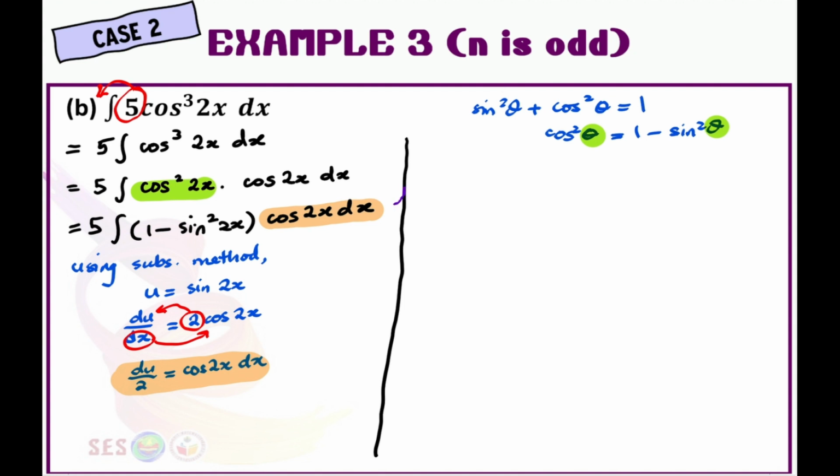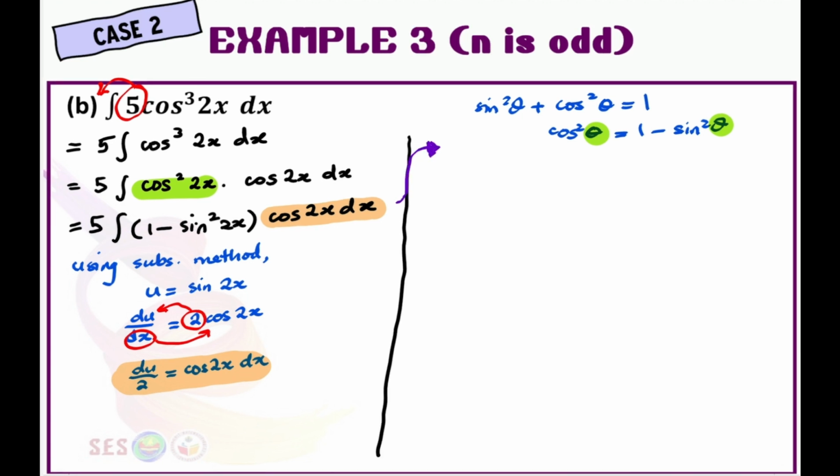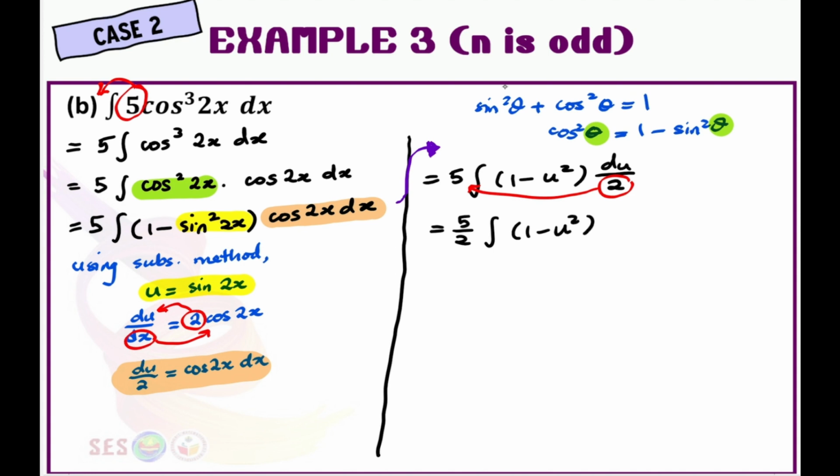So I'm going to continue over here. I substitute cos 2x dx with du over 2, and sine square 2x here I will substitute with u squared, so it will become 5 outside, integrate 1 minus u squared, and cos 2x dx has become du over 2. So I take 2 outside the integration, so it will become 5 over 2 integrate 1 minus u squared du.